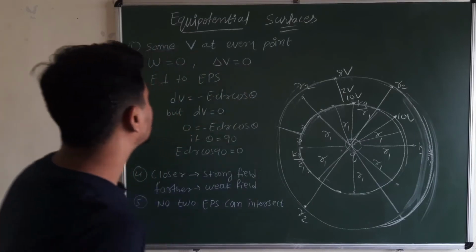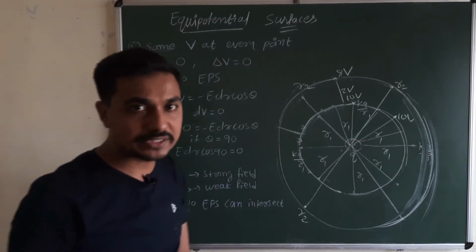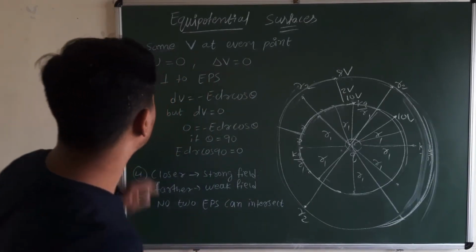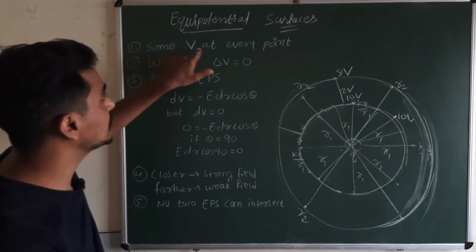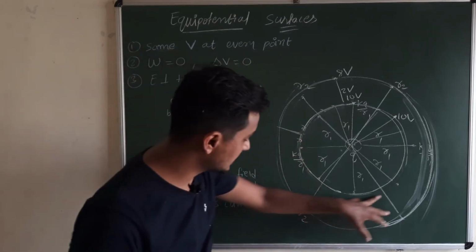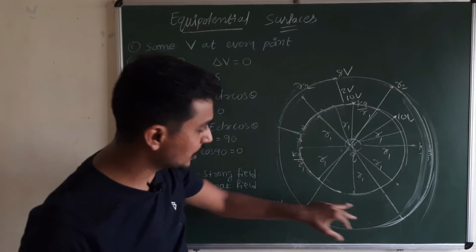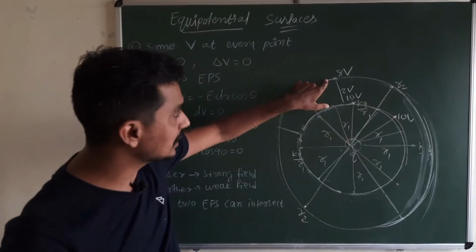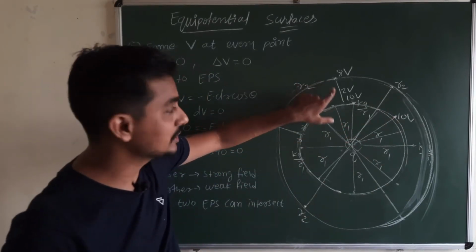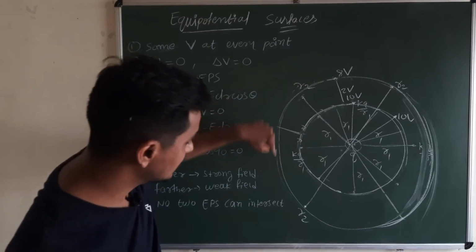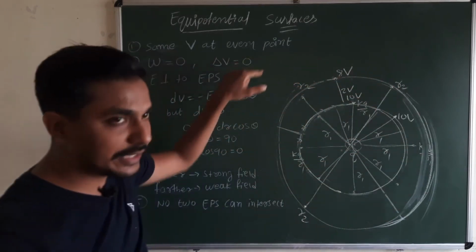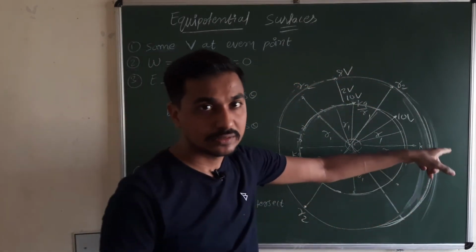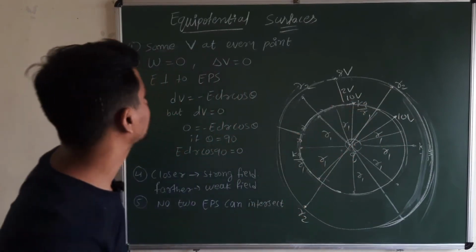Now what are the properties? We will see other equipotential surfaces also. So what are the properties? First, same potential at every point. So this surface is an equipotential surface, and at each point the potential is the same. Similarly, this is another equipotential surface having less potential than this surface. On this line, at each point on the sphere, the potential remains the same.